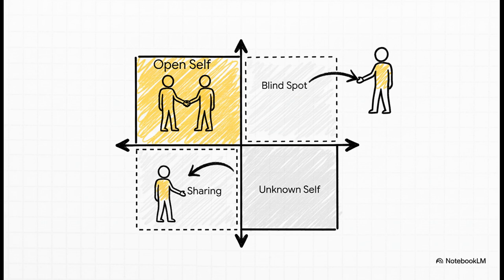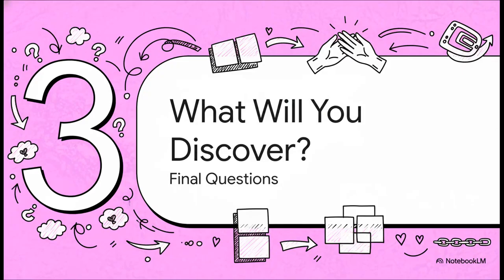So, what's the point of all this? The ultimate goal of this exercise is to grow your open self. And you do that in 2 ways. First, by being brave enough to ask for feedback, which shrinks your blind spot. And second, by choosing to share more of your private world, which shrinks your hidden self. So why does this matter? Because a bigger open self leads to better communication, deeper relationships, and just, well, a more authentic life. So what do you think you might discover if you actually tried this?